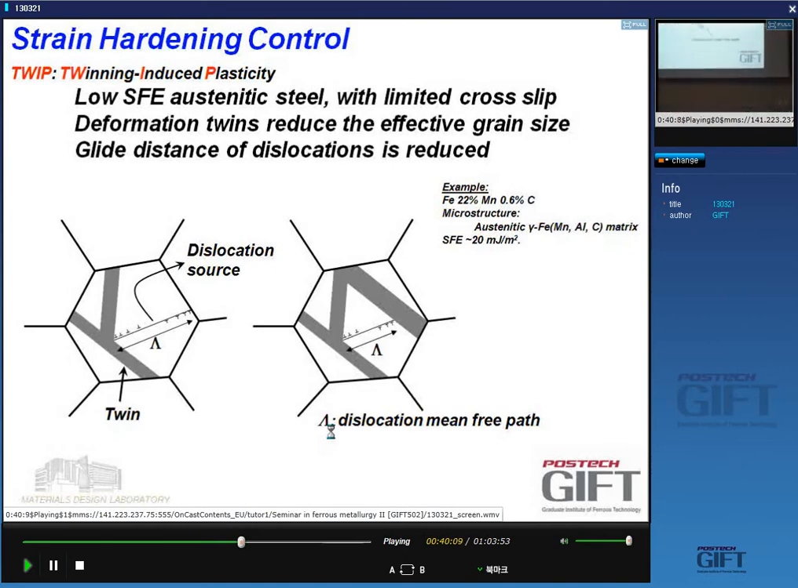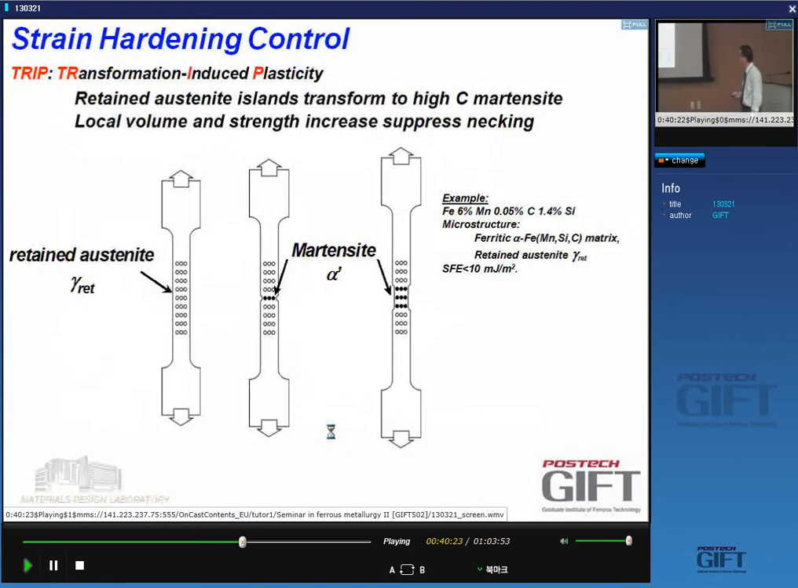Yeah? In this case, this is a stacking fault energy controlled solution, and you need about 20 millijoules per square meter to have this work. But it's an austenitic steel, it's a single phase steel. Let's now look at the realm of the multi-phase solutions, yes? And those are usually TRIP solutions, but I will end by showing that it is actually possible to have a multi-phase solution with TWIP as a plasticity or strain hardening enhancing mechanism.